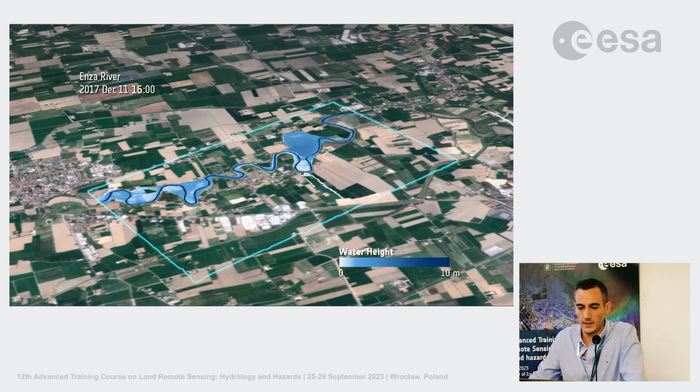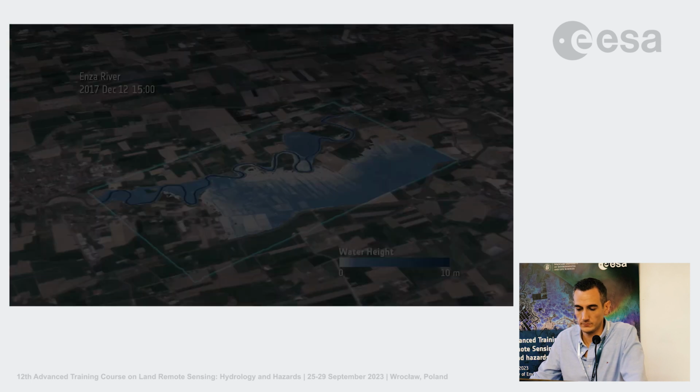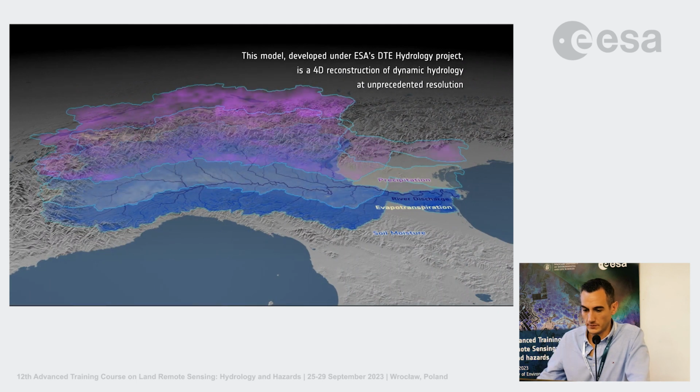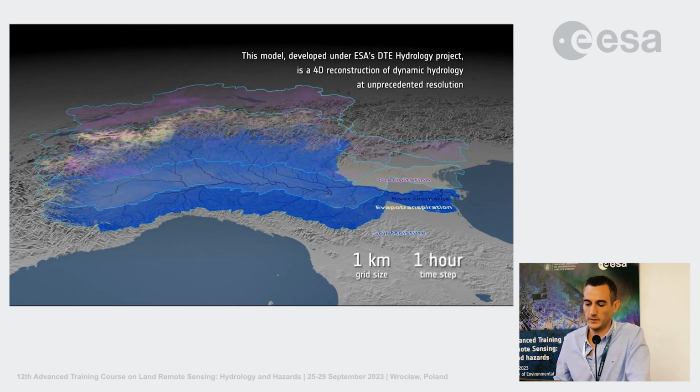Here there is another case linked to flood. It's a simulation of the flood that occurred in the Enza River in December 2017. And okay, this is just the end of the video. I think we have understood what we are talking about. 1 kilometer, 1 hour, so decision-making scale.